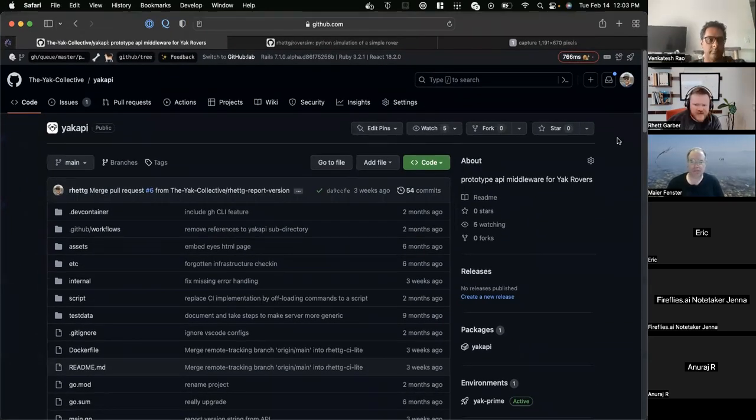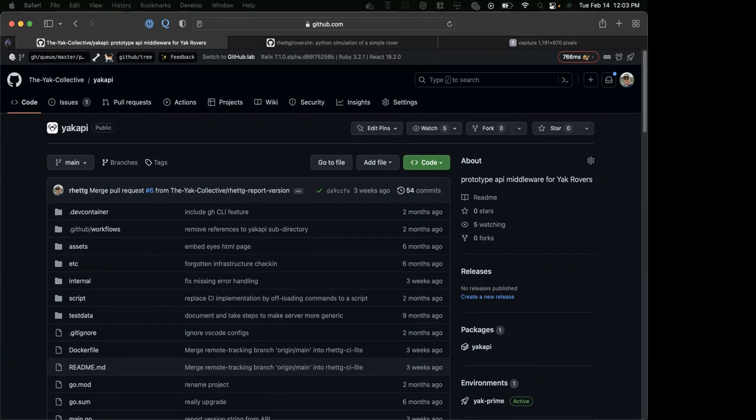All right, so what I'm going to demo and discuss is some of the work I've been doing lately with the rover architecture software stack that I've been working on.